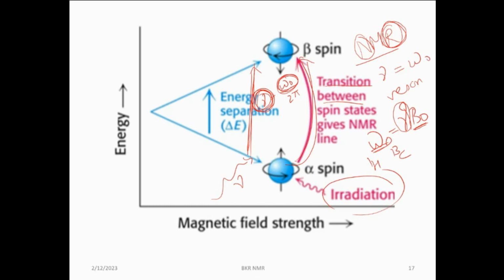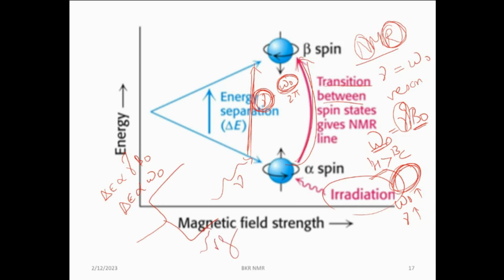Hydrogen. Why? Because hydrogen has a gyromagnetic ratio 4 times that of carbon. So hydrogen precesses much faster. Faster precession means its omega 0 is higher, and a higher omega 0 means the required radio frequency is also higher. Delta E is proportional to gamma into B0, or delta E is proportional to omega 0. If I precess faster, I split a lot more, and if I split more, the radio frequency I need increases.